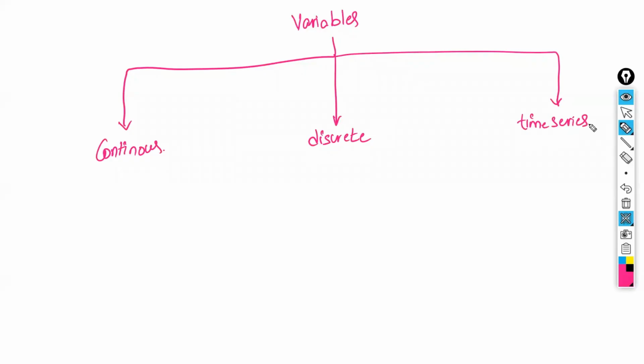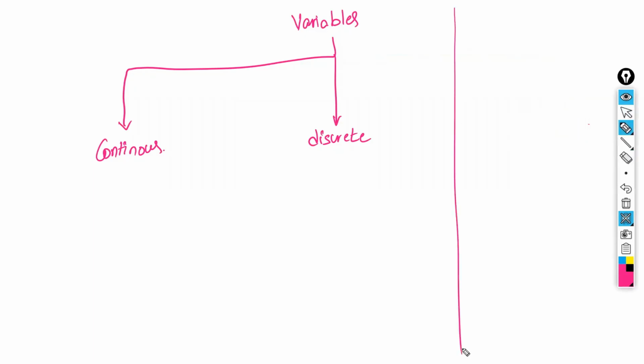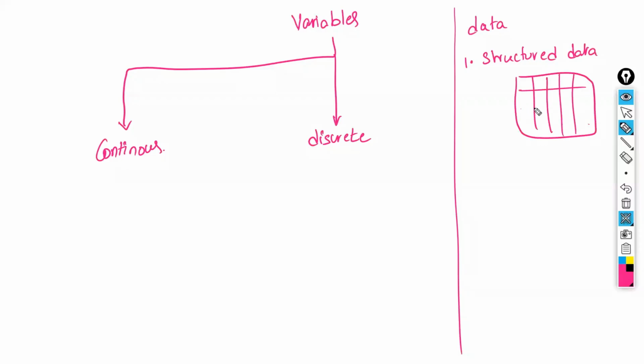Continuous, discrete, and time series. Basically, this time series is not considered as a variable. Basically, we are dealing with different types of data. Out of the different types of data, the first type is called structured data. Structured data means data in a tabular format. Whichever data is in a tabular format is called structured data.